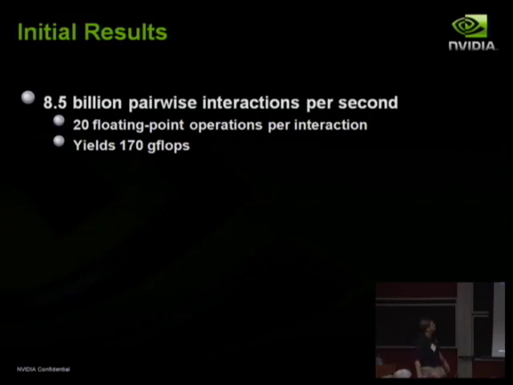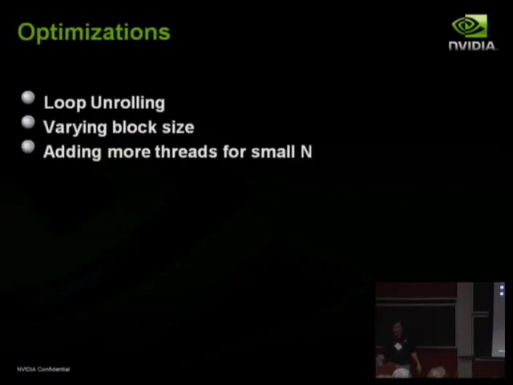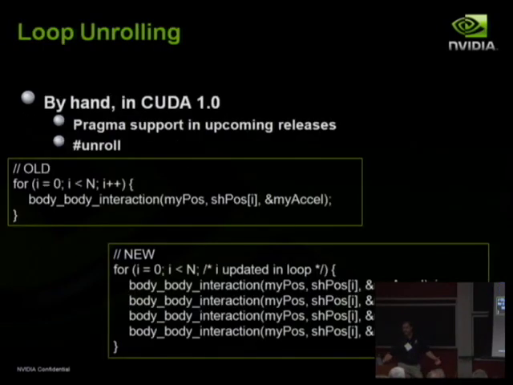The initial results we got were 8.5 billion interactions per second. And like I said, I'm counting it at 20, so it's just 170. And so we tried some optimizations. Loop unrolling is a fairly common thing to do. Get the loop overhead amortized over several loop bodies. Changing the block size, seeing how that affected it. And then when n gets small, you get into these inefficiencies where there are not enough threads, and so you need to get more threads into the workload. And so when n gets small, we tried adding more threads and had some good success.